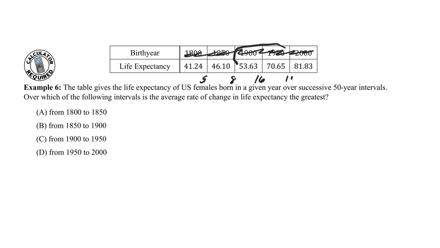So this right here has the biggest jump, which is 1900 to 1950. We could have wasted a lot of time doing the slope formula for each of those intervals, but that's kind of the quick, easy, dirty way to get it done on a multiple choice question.